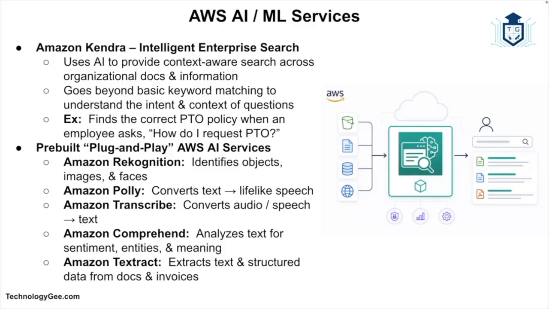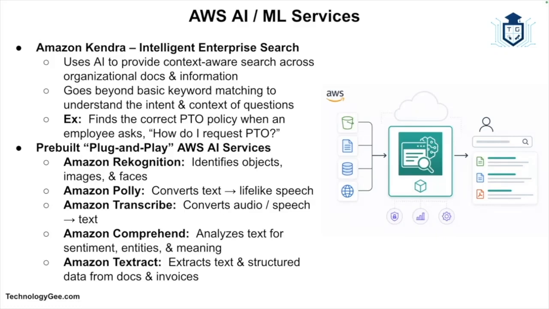Then we have other AI machine learning services that you should recognize. AWS has a bunch of pre-built AI services that solve very specific problems, and you don't need deep knowledge on this. You just need to know what they do. So here are some of the key ones. You've got Amazon Rekognition. This is for image and facial recognition. So think of identifying objects or people in photos. You've got Amazon Polly. This converts text into lifelike speech.